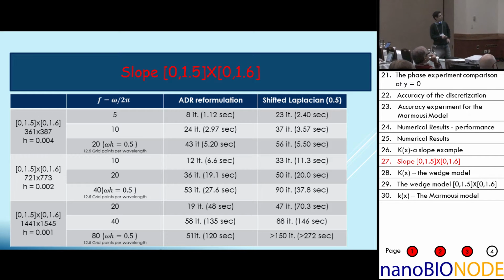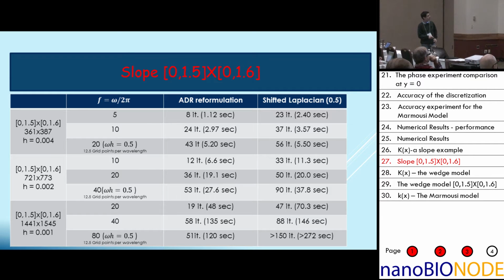So what you want to see is kind of look at the omega h scalability. So here you can see 43 iterations compared to 56. Here you can see 53 iterations compared to 90. Still, in terms of seconds, we're a little bit better. But here, at the larger scale, we get 51 iterations compared to 150. And the timings are much better.